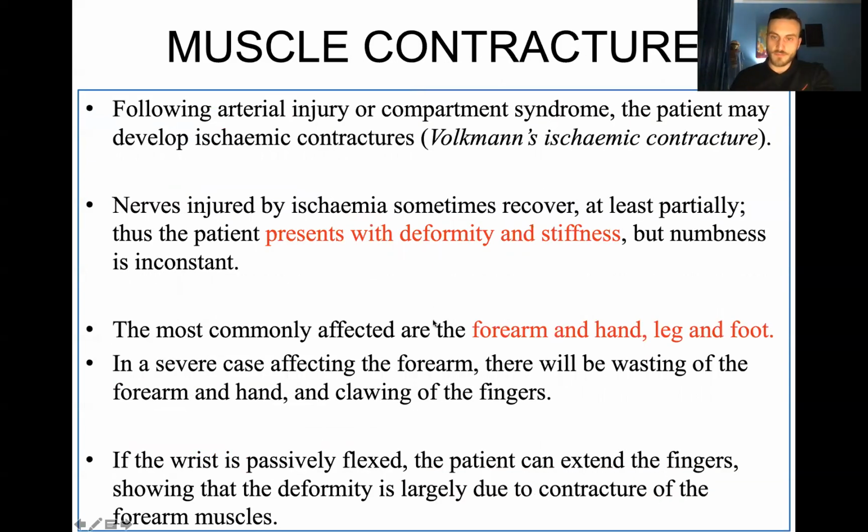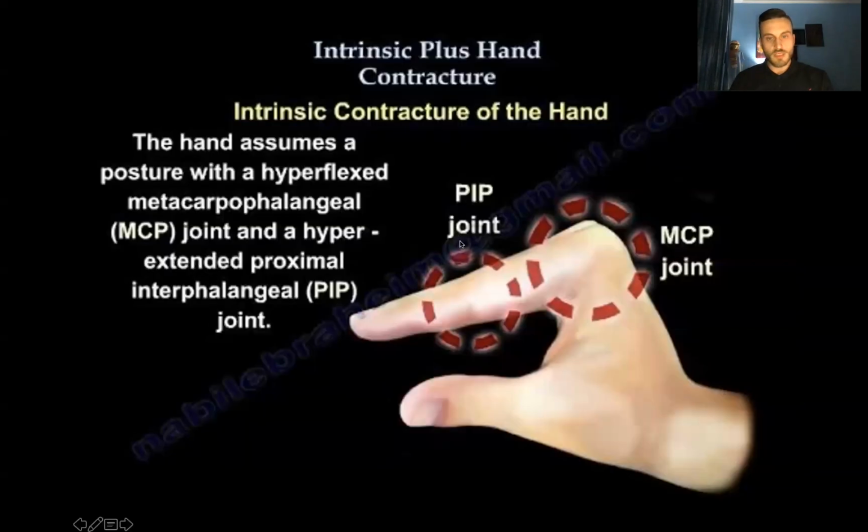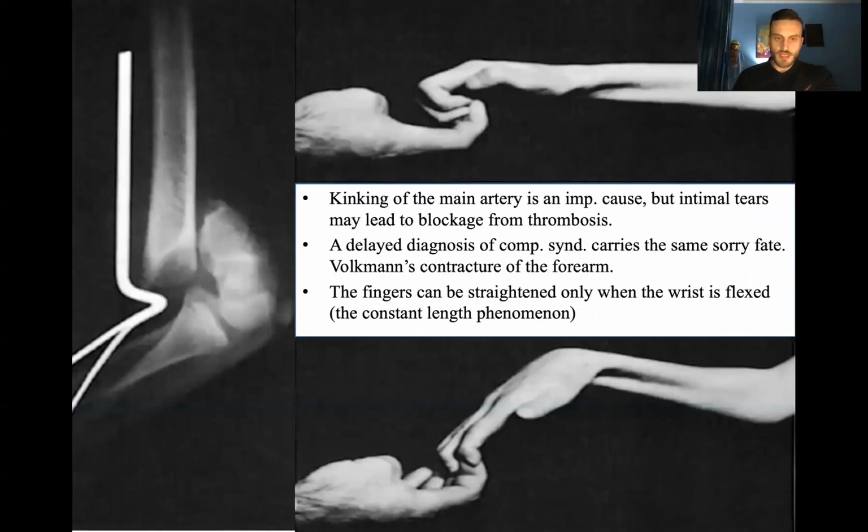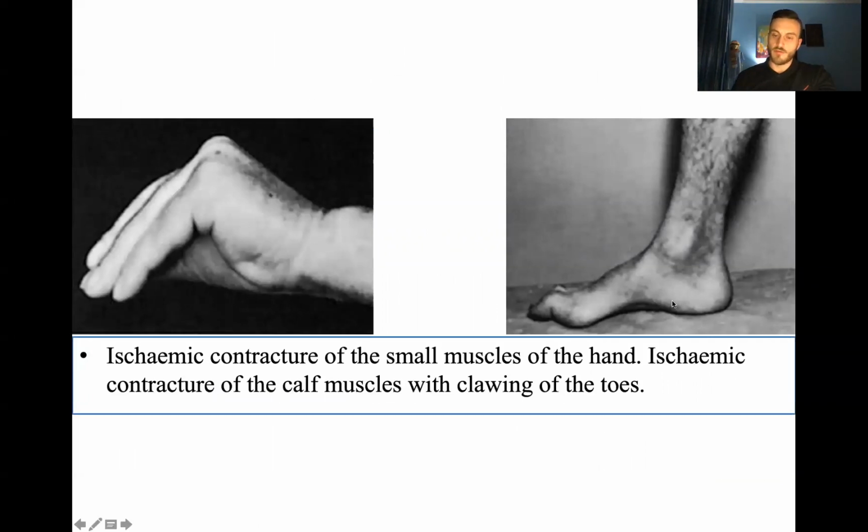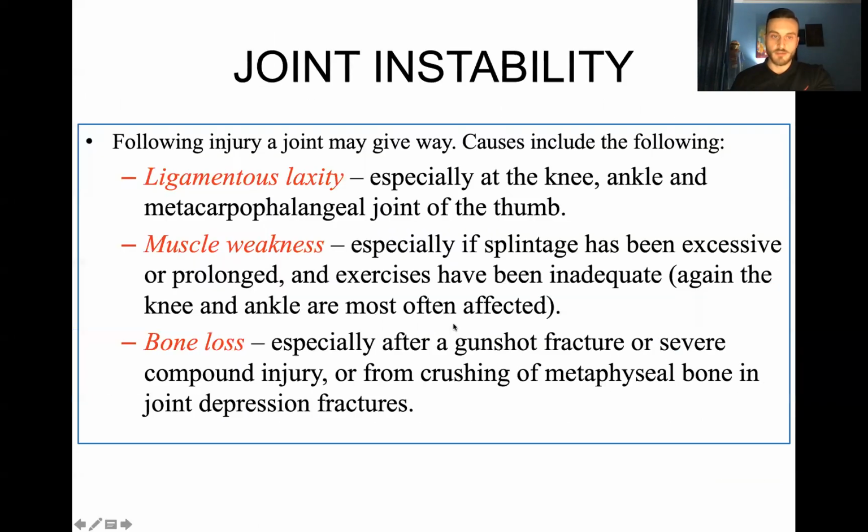Muscular contractures, like Volkmann ischemic contracture with the compartment syndrome. You can see, for example, for the hand, when you have absent blood supply, it will be fixed in this position. It's called intrinsic contracture of the hand. The MCP will be flexed, the PIP will be extended, and this is the position of the hand, as long as the leg or the foot on the right side in here.